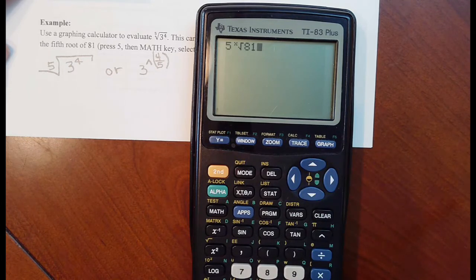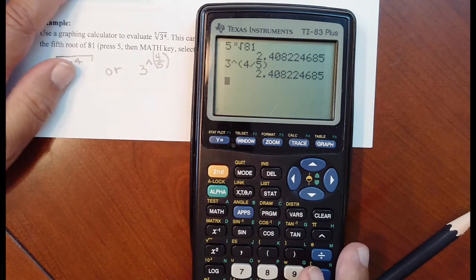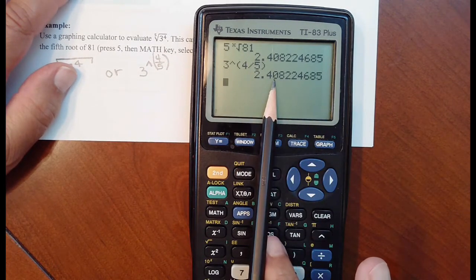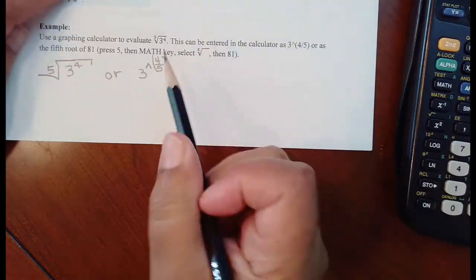And there's your answer. Again, if this is equivalent to this, then you should get the same decimal. So it's 3 raised up to a power of 4 divided by 5. And you see you get the same exact value. Again, I'm going to round it to the hundredths place. I'm going to round that to 2.41. This is the hundredths place. The number next to it makes the decision of whether to round it up or to keep it the same. So 2.41.